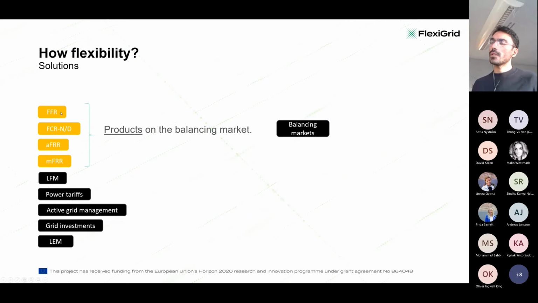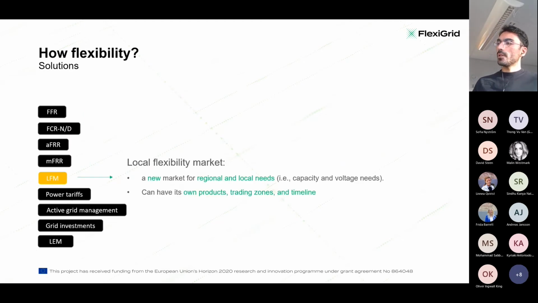So the first four ones in the Nordics and in Sweden, these are the products on the balancing market in Nord Pool that you might have seen. I will not go into the details, but they are one way to achieve flexibility. Local flexibility markets are another solution, which is basically a new market for regional and local needs, which were the capacity and voltage needs. They have their own products, trading zones, and timelines.